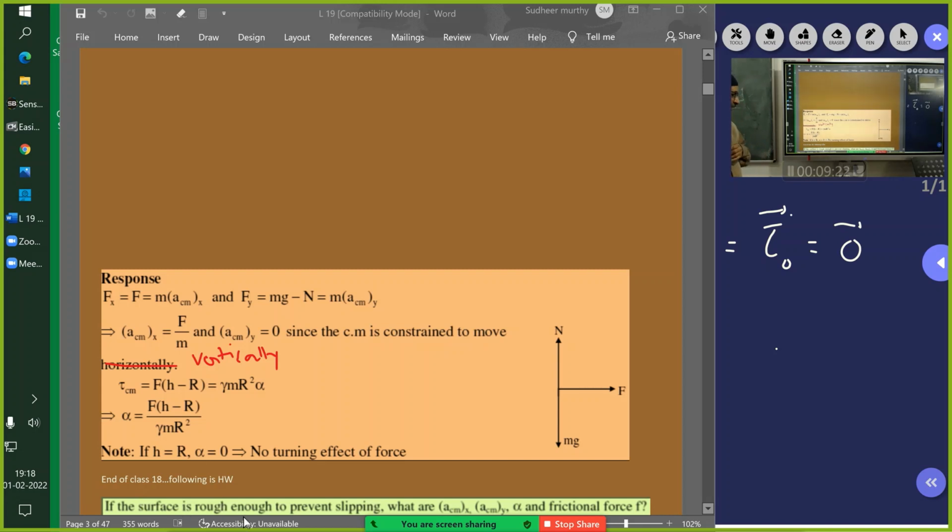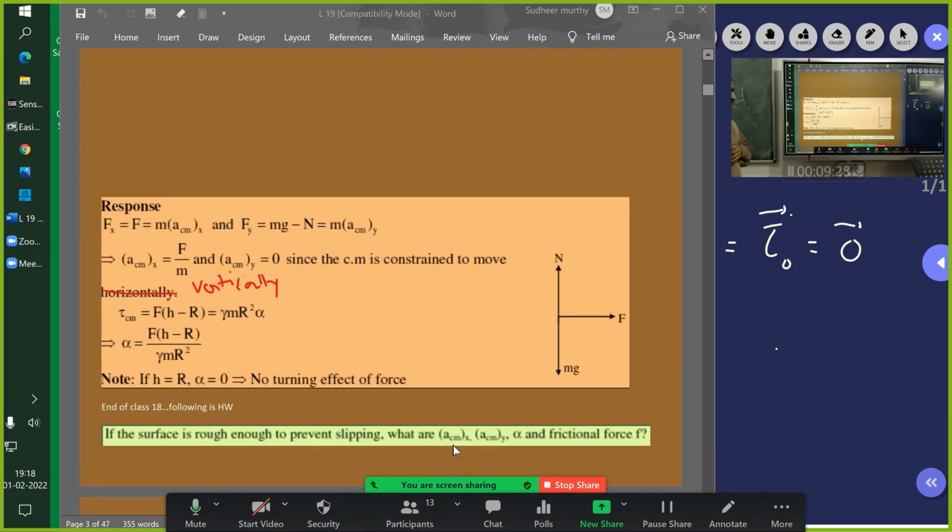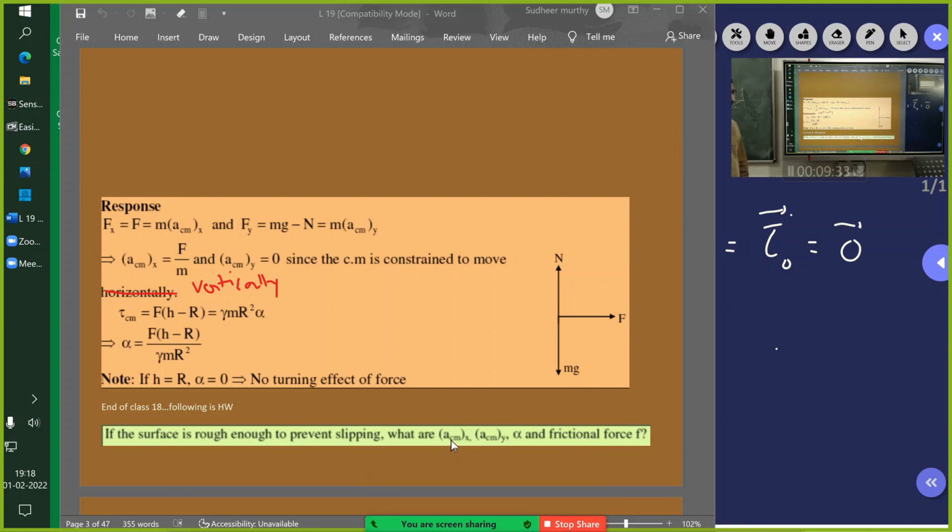If the surface is rough, to prevent slipping, determine the following quantities: the x component of the acceleration of the center of mass, the y component of the acceleration of the center of mass, alpha, and the frictional force F.